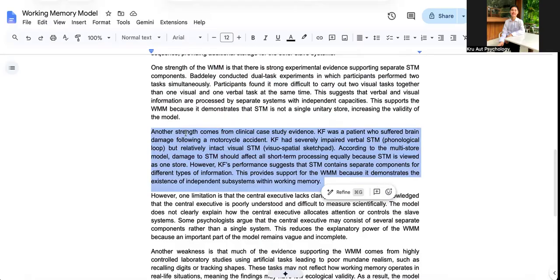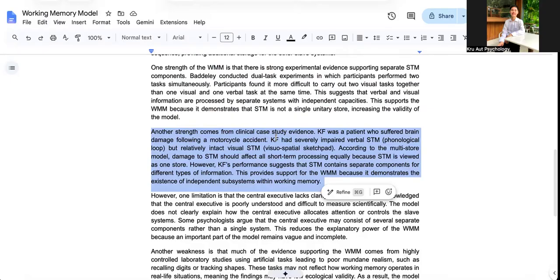So first of all, say another strength comes from clinical case study evidence. Then KF was a patient who suffered brain damage following a motorcycle accident. So just outline a little bit what happened to him, but it's not essential to go into detail, like which year and what motorcycle brand. We don't need all of those details. Just saying it's a motorcycle accident is fine.